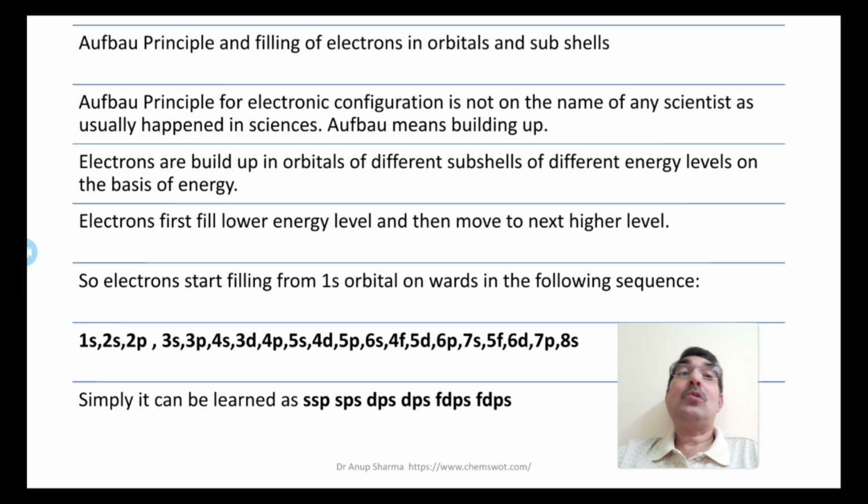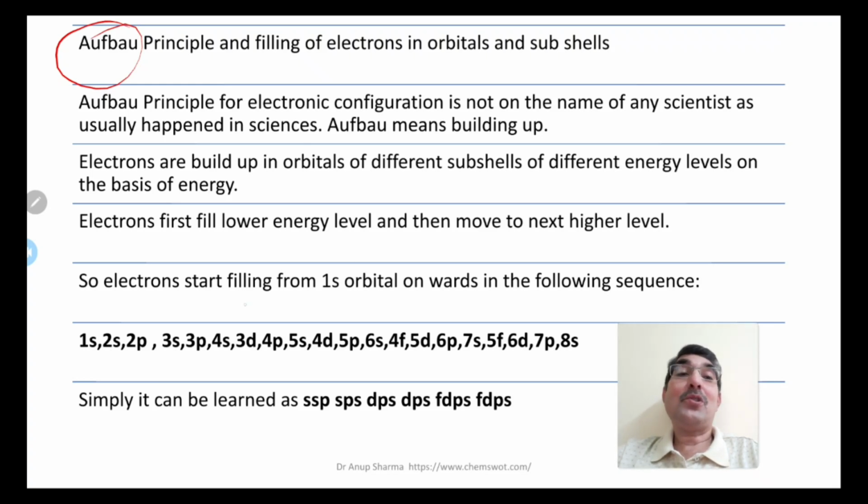What is the Aufbau rule? As the name suggests, Aufbau looks like it's the name of a scientist, but it is not. It means building up. So the Aufbau principle for electronic configuration is not named after any scientist, as usually happens in sciences. Aufbau means building up. Electrons are built up in orbitals of different subshells of different energy levels on the basis of energy. Electrons first fill the lower energy level and then move to the next higher level.